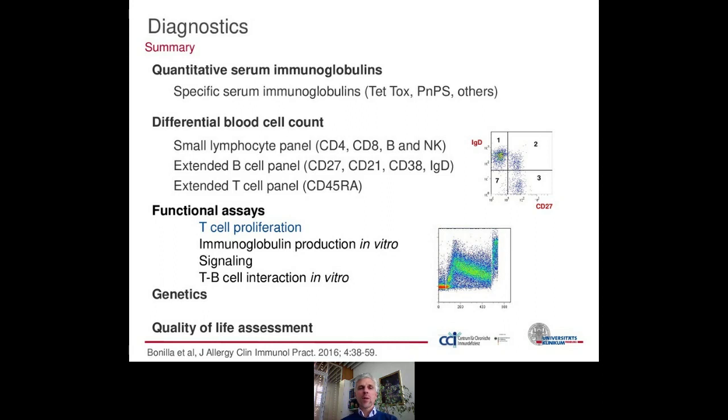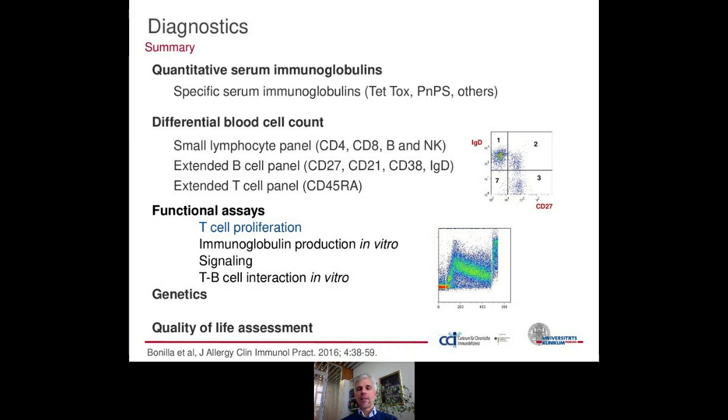The extended T cell panel should include definitely the CD4, and especially among the CD4 cells, the naive CD4 cells classically characterized by the expression of CD45RA. And again, this will help you to distinguish patients with a higher risk of immune dysregulation. Functional assays we only run in cases where we suspect combined immunodeficiency with T cell proliferation.